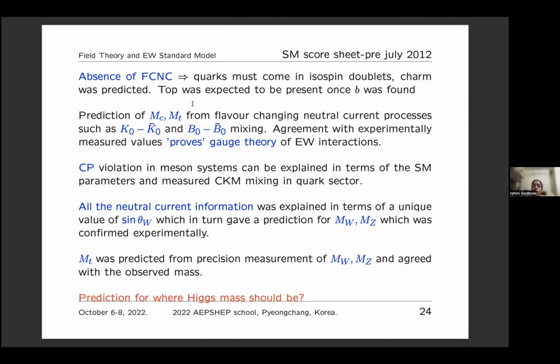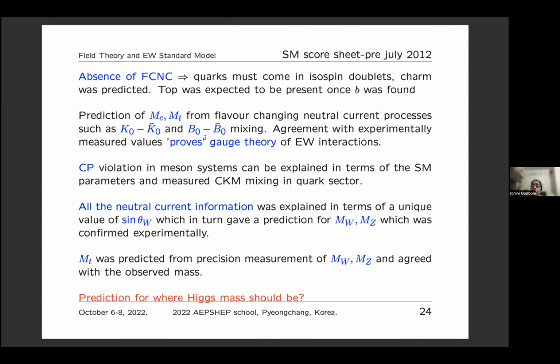So remember, what are the different things? The absence or suppression of flavor changing neutral currents told us that the quarks must come in isospin doublets. Just as the charm was predicted, top was expected to be present once B was found, because of the absence of FCNC, as well as because of the anomaly cancellations. Top mass and charm mass were predicted from the measured size of flavor changing neutral current processes, such as K0, K0 bar mixing or B0, B0 bar mixing.